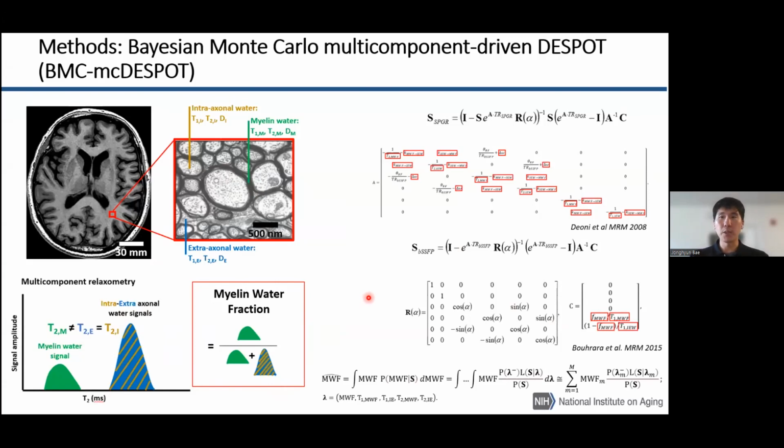BMC-mcDESPOT consists of 2 imaging sequences, spoiled gradient echo and bSSFP. Although I'm not going to discuss all the details about the signal modeling here, we adopted the Bayesian approach to solve the high dimensional estimation problem to measure myelin water fraction, T1 and T2 of the 2 compartments. We measured the whole brain myelin water fraction from a total of 132 subjects with age between 22 and 94. These subjects are without any known impairment in their cognitive state.